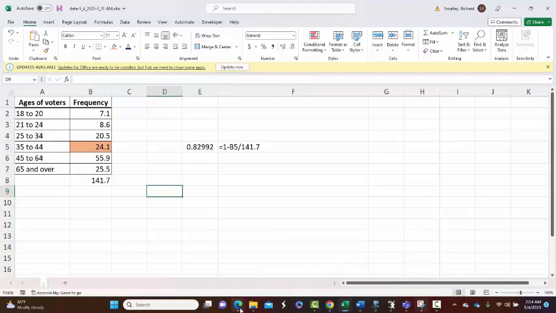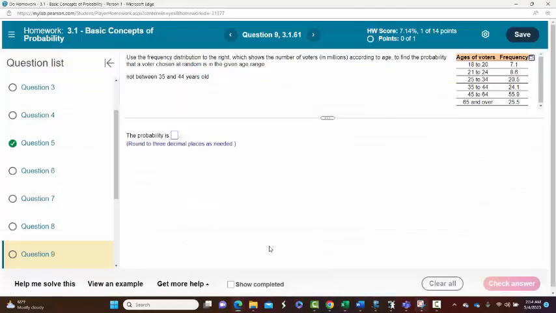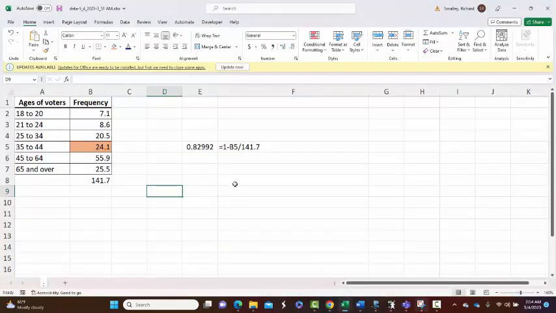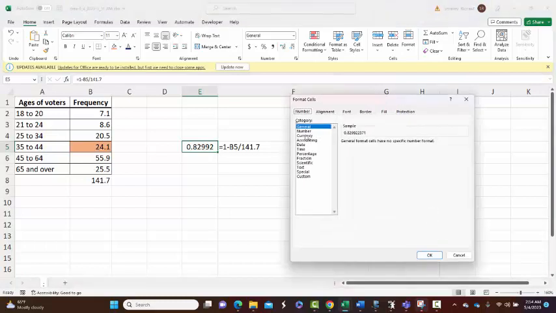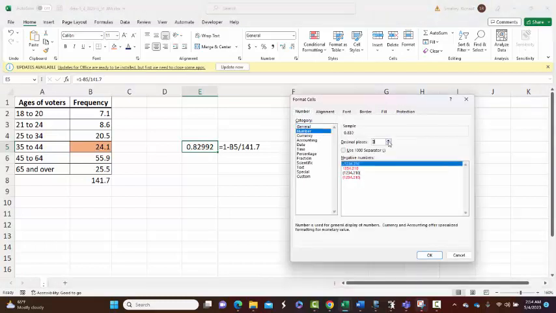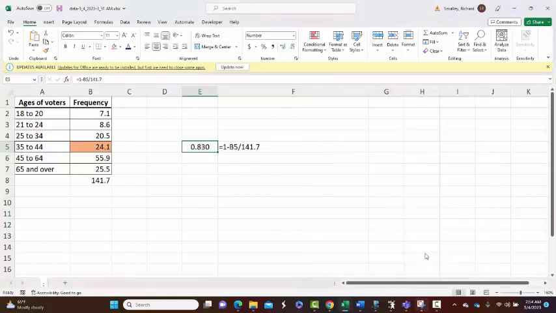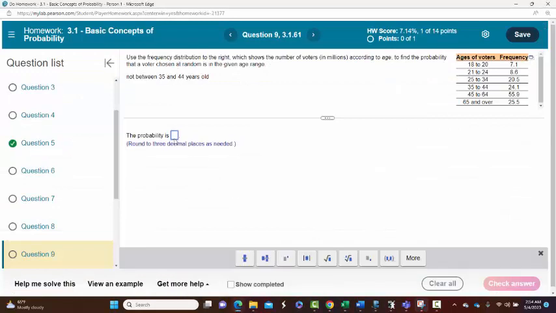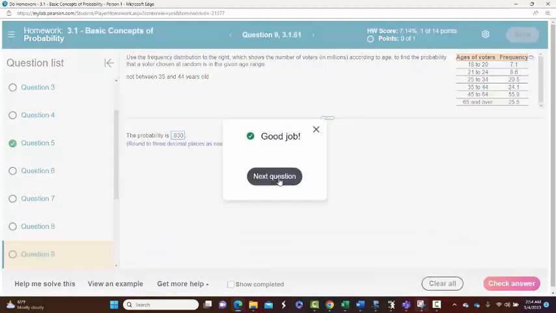How many decimals did it want? 3 decimal places. Well, it was 0.8299, so that's going to be 0.830. And you can format it yourself if you want to. Format cells, number, and then right here you can tell it how many decimal places you want. There we go, if you need that. 0.830. Wonderful.